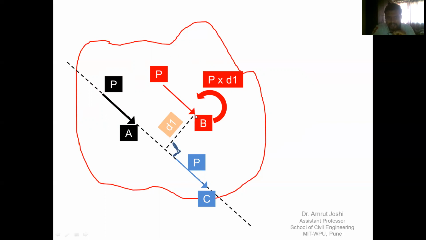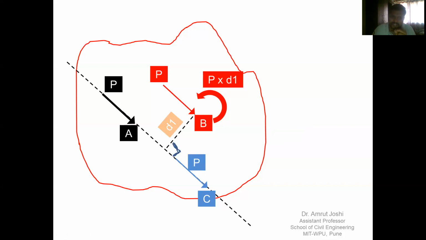Imagine that the body is held at B. If it is held at B, under the action of force P at point A, it would have a tendency of anticlockwise rotation. This rotation must be caused due to moment of a force. And what is that moment of force? As already discussed, from B, we have to draw a perpendicular to the line of action of force P. That perpendicular distance, let us say it is D1, then this force P acting at A causes a moment of a force of magnitude P into D1 at point B.